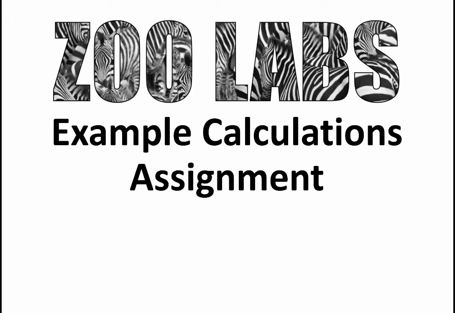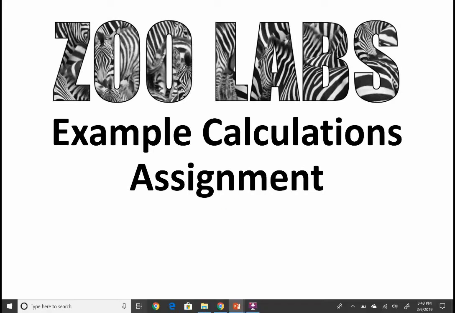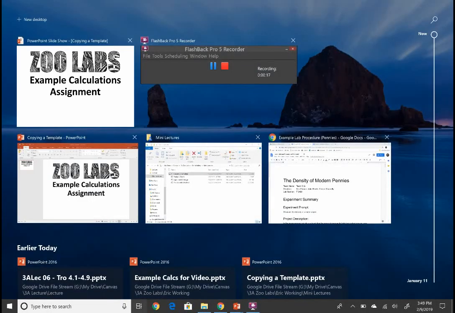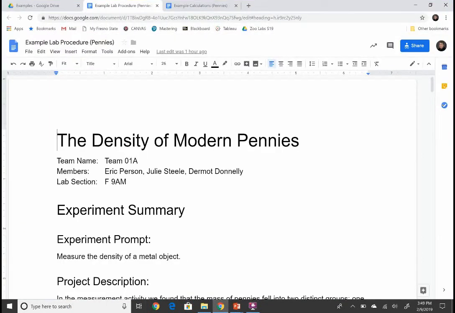In this short video, I'm just going to give you a rundown of what we're looking for in an example calculations assignment. These are due on the experiment day of each investigation, and they're an individual assignment, which you'll be posting to the Canvas discussion board. So let's consider a hypothetical experiment where we're looking at the density of modern pennies, and both of these documents that I'm showing you are in your examples folder in Google Drive.